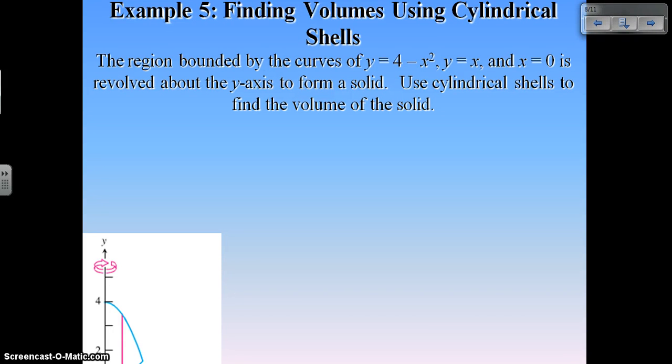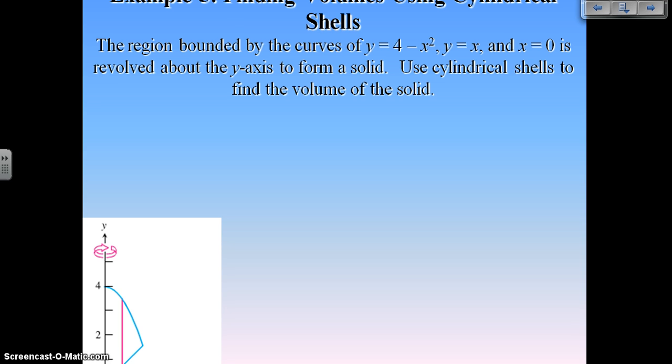And now let's finish this lesson up. We are on example 5, finding volumes using shells. I'm going to have to move the screen down so you can see our drawing a little better. We're looking at the region bounded by the curve y equals 4 minus x squared, so that's this parabola right here. I don't know why the picture has been cut off, but it certainly has been.